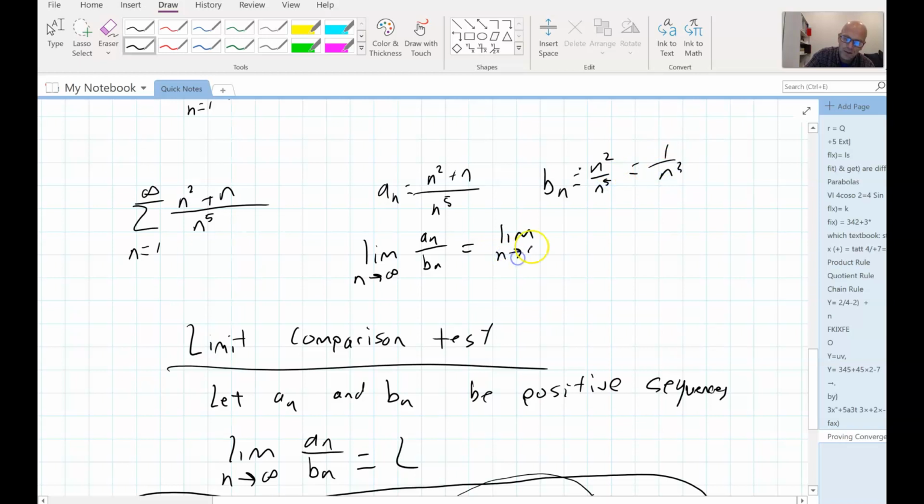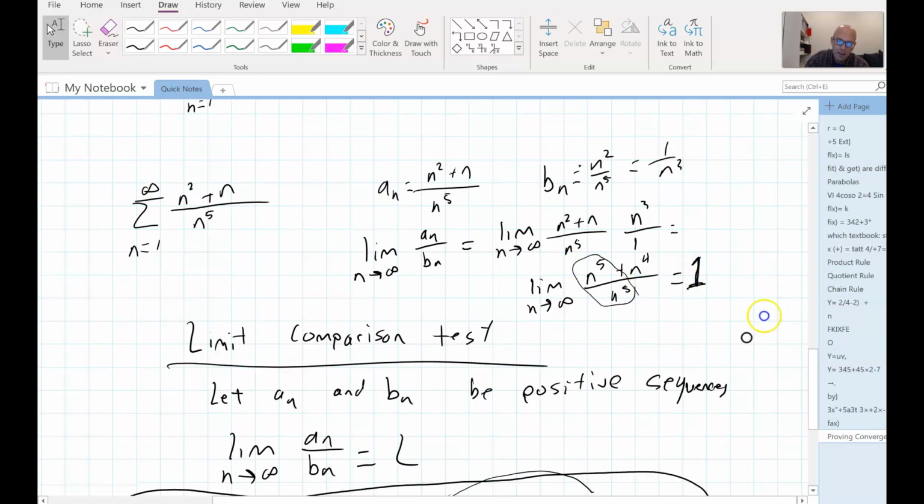Okay, the limit as n approaches infinity of n squared plus n over n to the fifth divided by b sub n, so that's like multiplying by the reciprocal, right? So then I end up with the limit as n approaches infinity of n to the fifth plus n to the fourth over n to the fifth. Now I'm letting n approach infinity, and these become the dominating feature, so this is in a ratio of 1 to 1, so this limit equals 1. And we rejoice. Yay, because we got what we wanted.